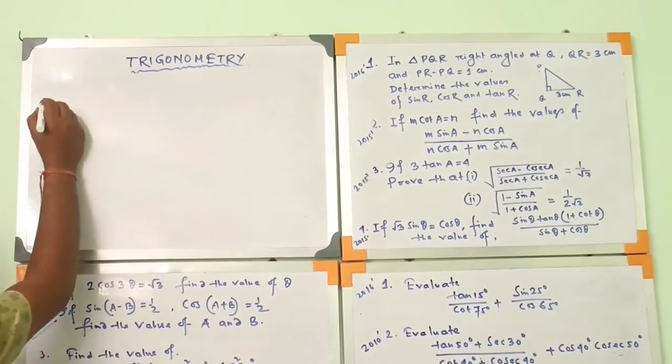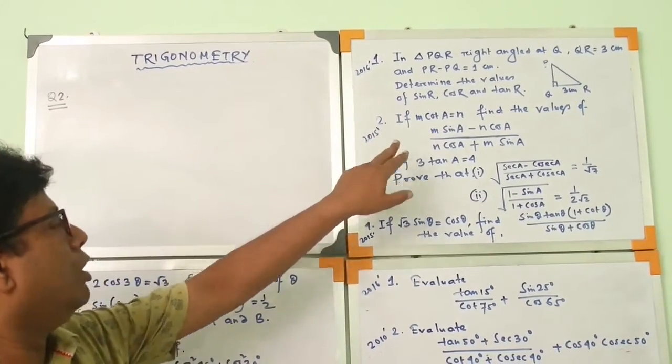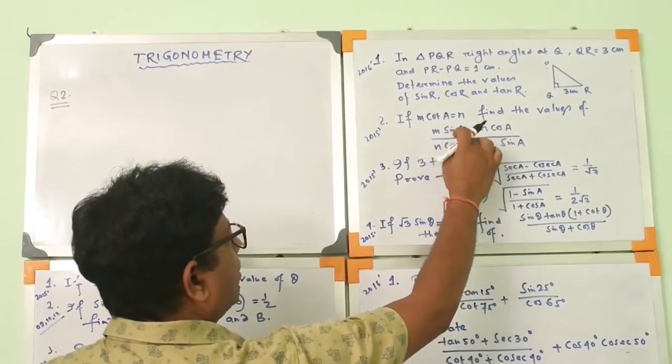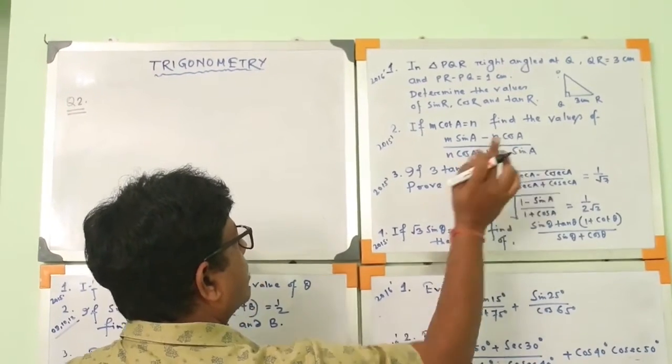Now question number 2, CBSE 2015. Question number 2: m cot A is equal to n. Find the value of m sin A minus n cos A divided by n cos A plus m sin A.